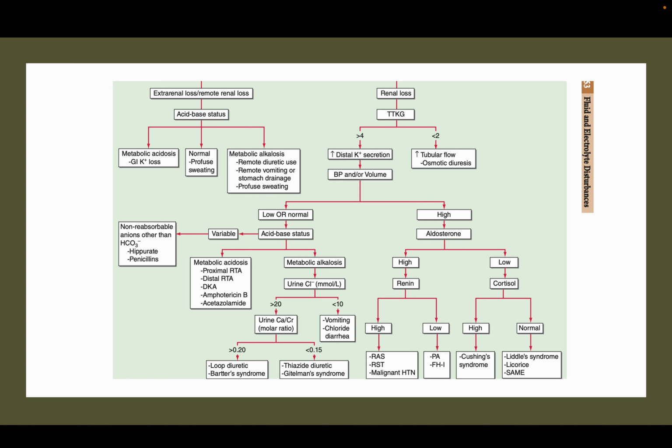If aldosterone is low, then you check for cortisol. If cortisol is high, it is Cushing's. If cortisol is normal, then it is Liddle syndrome, with low aldosterone, low renin and normal cortisol, where there is autonomous activation of the ENaC channel. There is also a familial autosomal dominant inheritance.